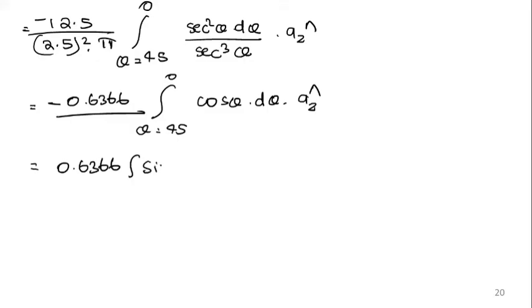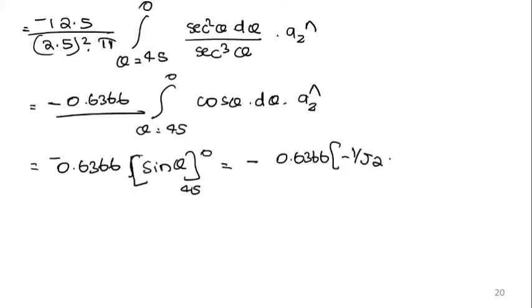So integral of cos will be sine, so that minus sign we can remove. Sine theta from 45 to 0. What you are getting is, yes, that sign is still there, sine. So 0.6366 times (1 minus 1 by root 2). So what you will get is 0.4501 az ampere per meter.